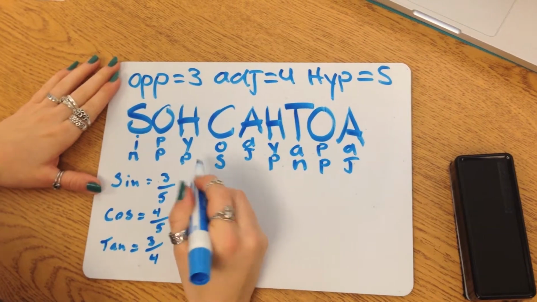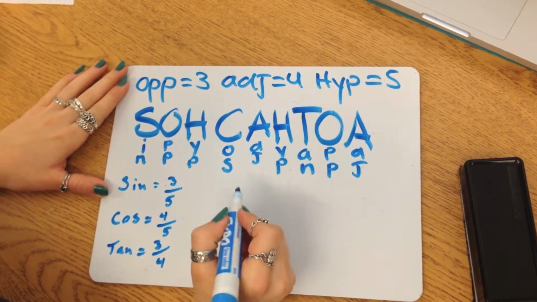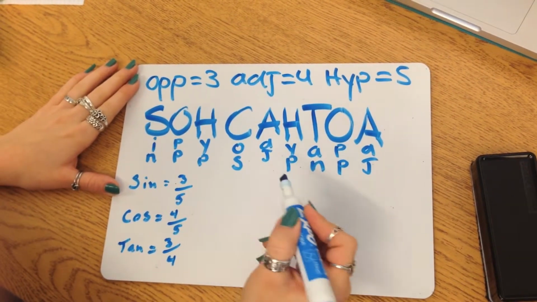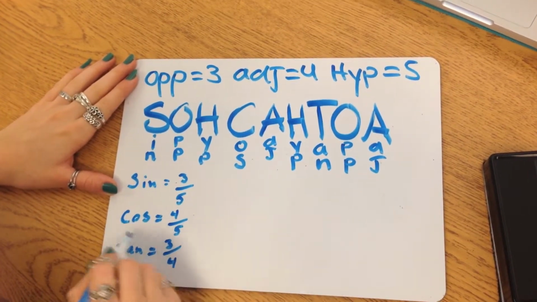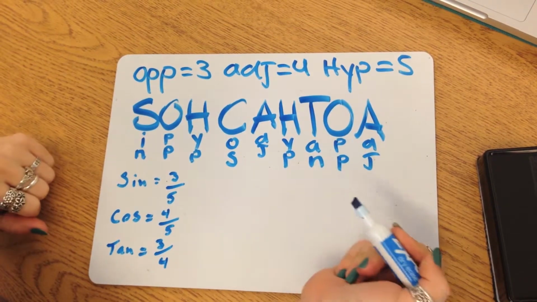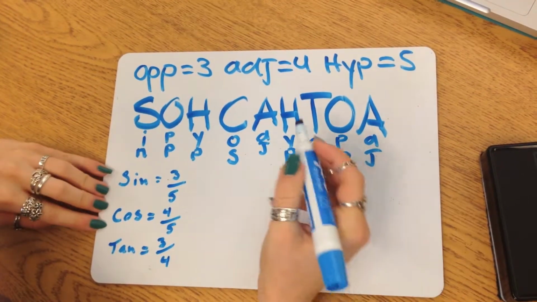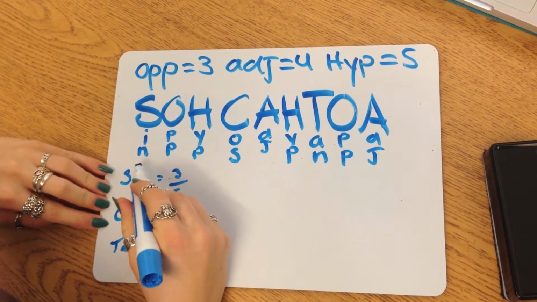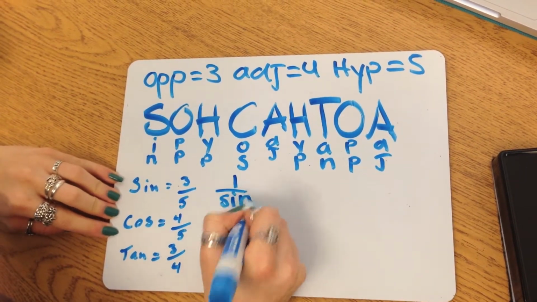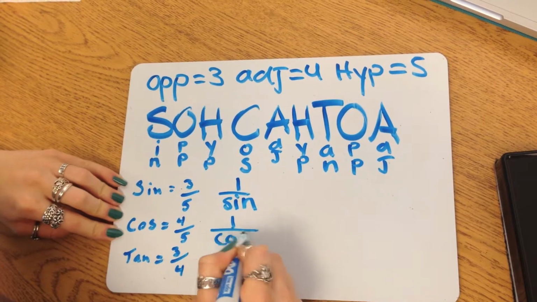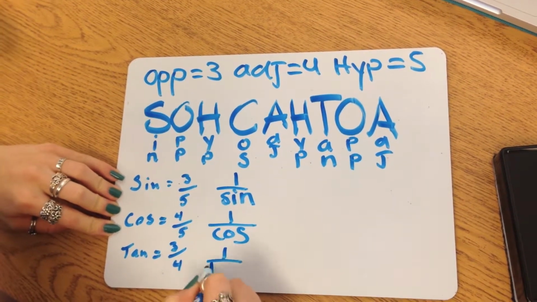Okay, so you see that we have our first 3 trigonometric functions. Now we need to find the additional 3, which are the opposites of these already previously given functions. So to find the opposite, we're basically going to write that as 1 over the previous function. So 1 over sine, 1 over cosine, and 1 over tangent.